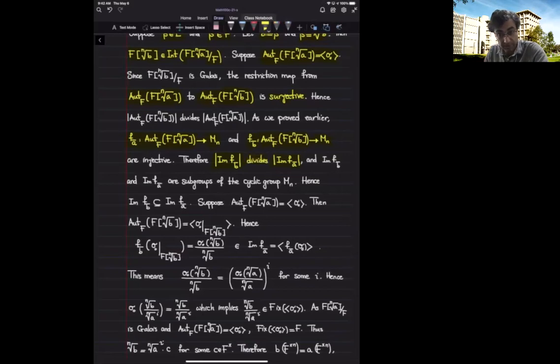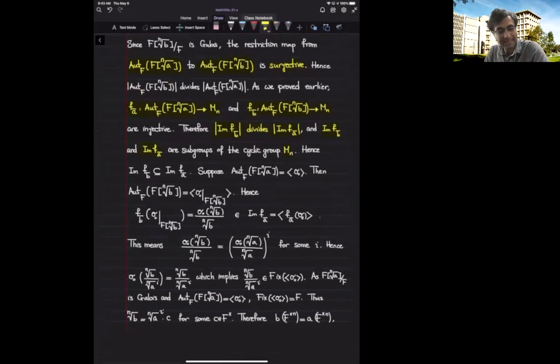At the same time, they are subgroups of the cyclic group M sub n. So these guys are subgroups of the cyclic group M sub n, and their cardinalities divide each other. From there, we can deduce that the image of f sub b bar is a subgroup of the image of f sub a bar, because we know that the lattice of subgroups of a cyclic group is the same as the lattice of divisors of n with respect to divisibility.